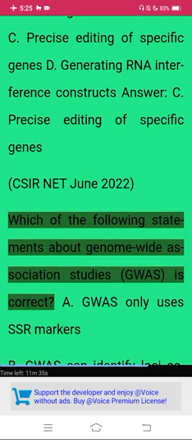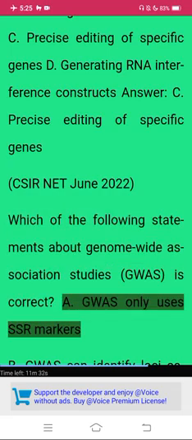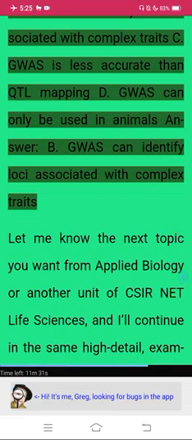CSIR NET June 2022. Which of the following statements about genome-wide association studies (GWAS) is correct? A, GWAS only uses SSR markers. B, GWAS can identify loci associated with complex traits. C, GWAS is less accurate than QTL mapping. D, GWAS can only be used in animals. Answer: B, GWAS can identify loci associated with complex traits.